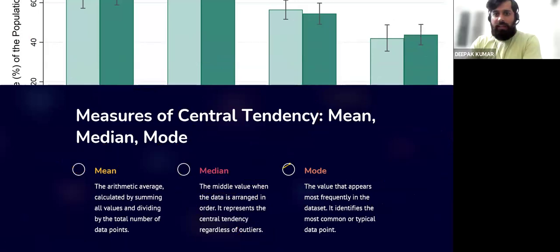Now the final one is mode. See, it looks like, okay, what is that? Why are we reading it? Why are we studying it? But it makes a lot of sense when statistics, or must I say statistical estimates, are to be calculated. Statistical estimates.